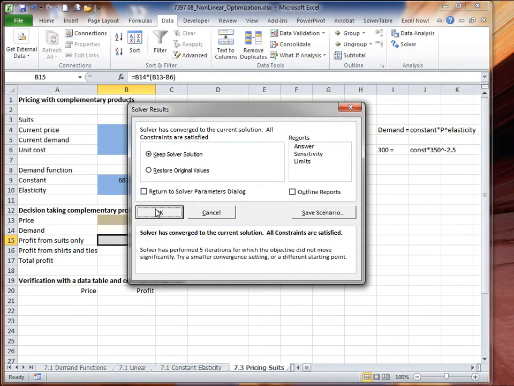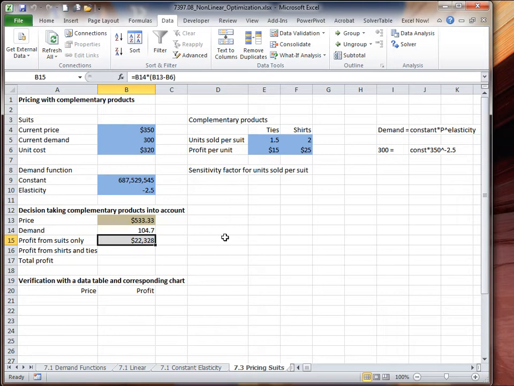Solver converged on a solution. That looks a lot better, doesn't it? What do you think? Should I use a price of 320 or should I use a price of 533? Do you see what happened? This is one of those situations where, yes, we should use the multi-start option.